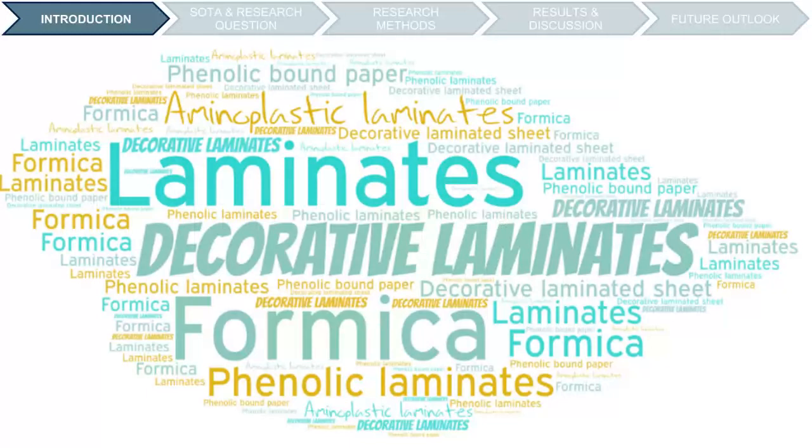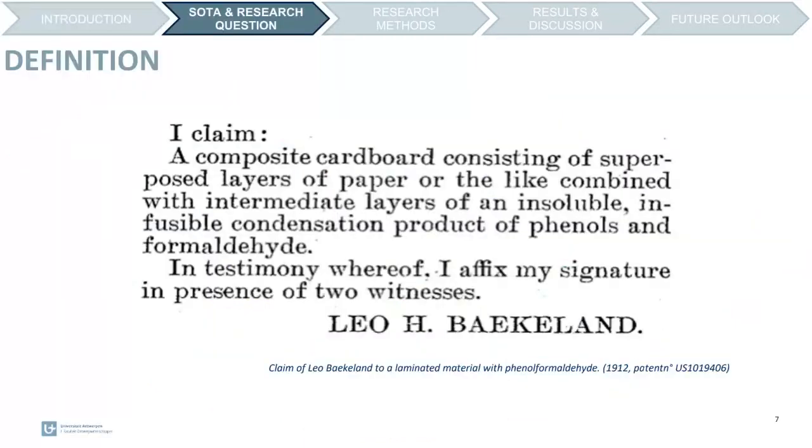It soon became clear that there are many different names given to decorative laminates. Aminoplastic laminates, phenolic bound paper, formica, or just laminates. And this is where the diversity first became apparent. So the search for definition continued. In patents, for example. In the patents database, we came across 62,469 results for the term decorative laminates alone.